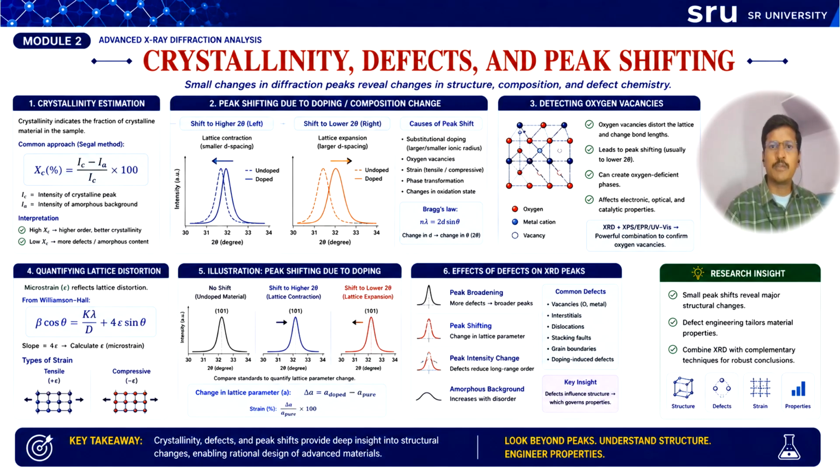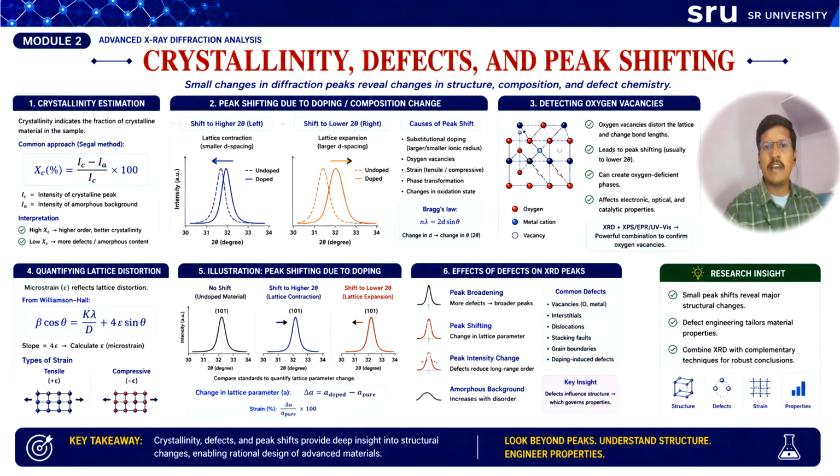Now, observe the oxygen vacancies. If you see the crystal diagram here, the red marks indicate the oxygen species and the blue marks indicate the metal ions. In between, in the middle, the white spots indicate the vacancies.